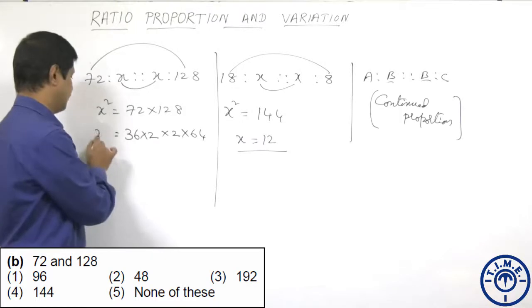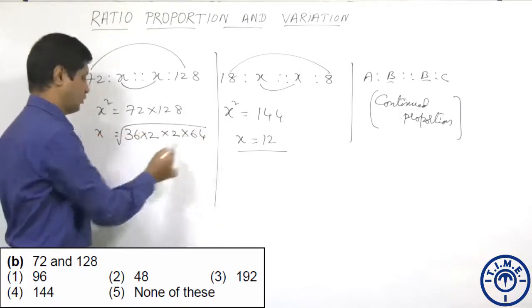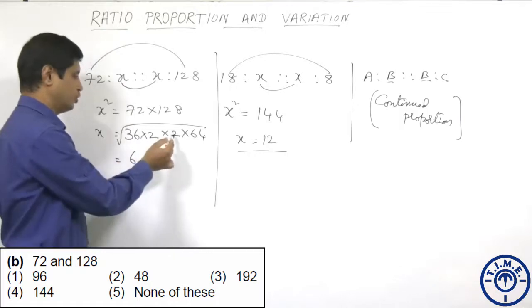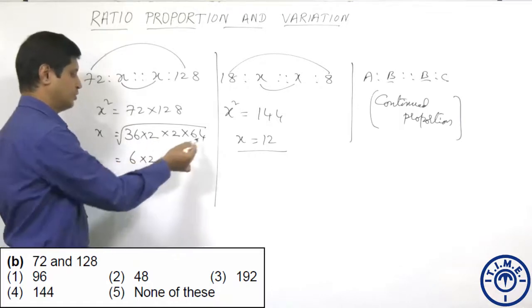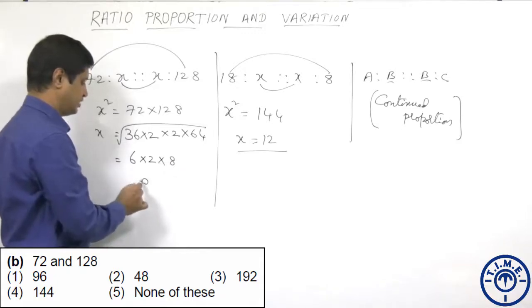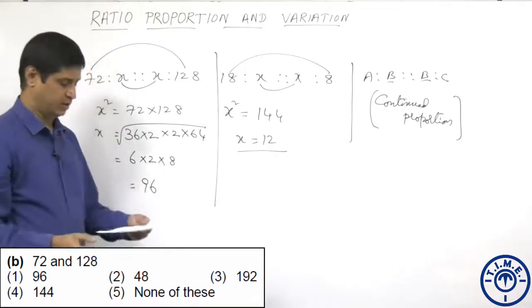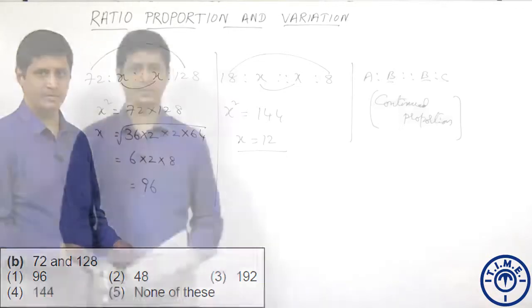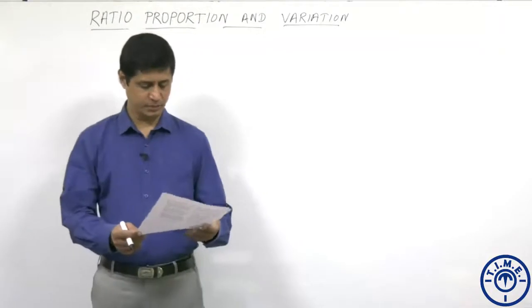Now what is the value of x? Means the square root of 36, which is 6. Now 2 into 2, 4, and the square root of 4 gives us 2. The square root of 64 is 8. What is the product of all these numbers? It is 96. What is the right choice for this question? Option 1.